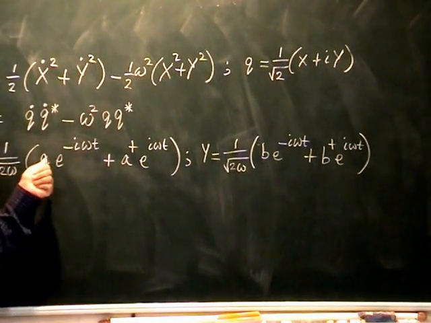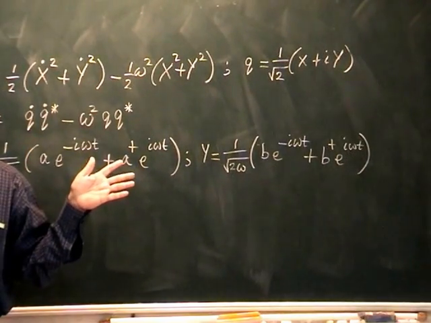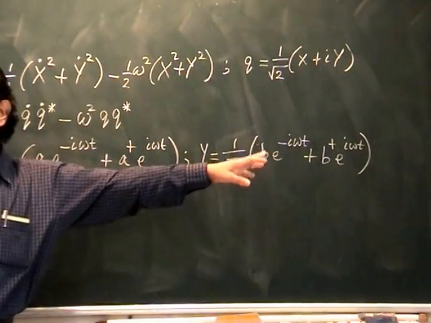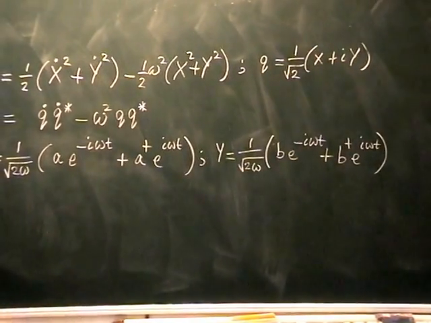Okay? The commutator of a and a dagger is 1, this is the creation and annihilation operator commutation rule. Similarly, the commutator of b and b dagger is 1. Other than that, all commutators are going to vanish.